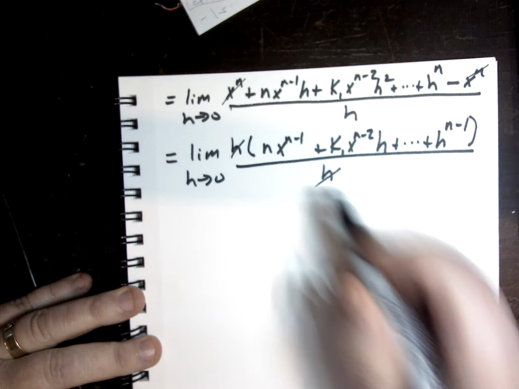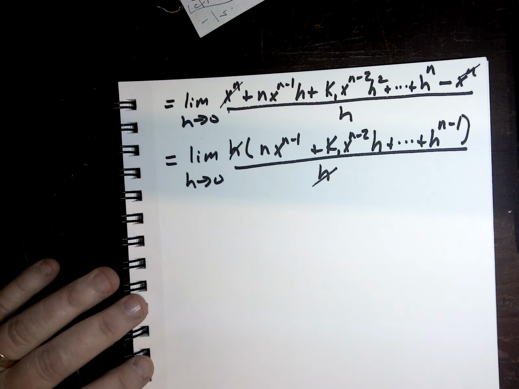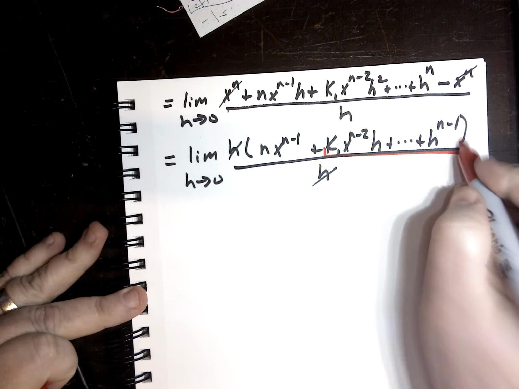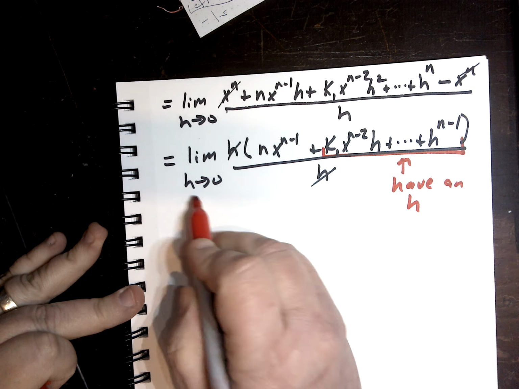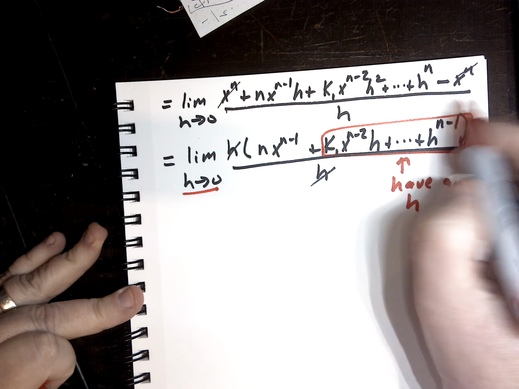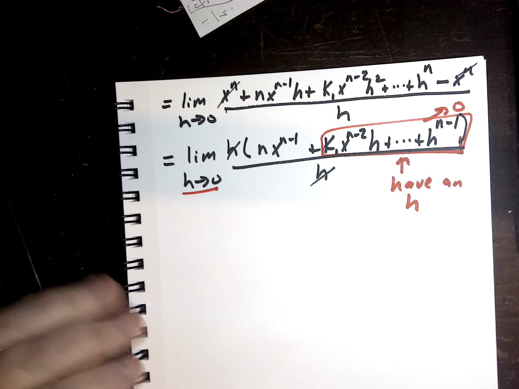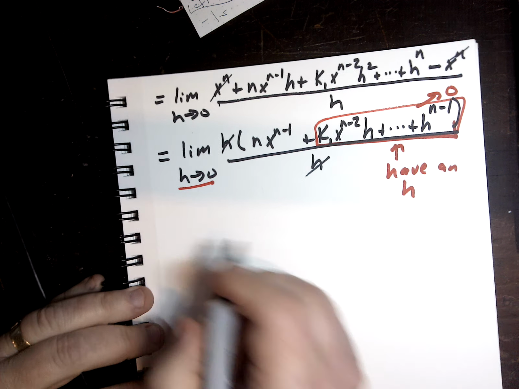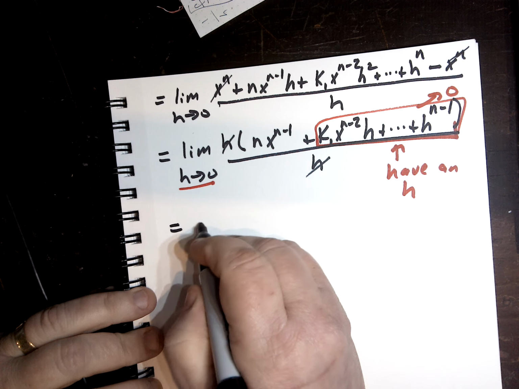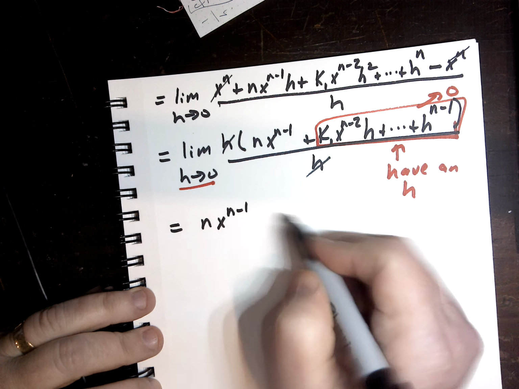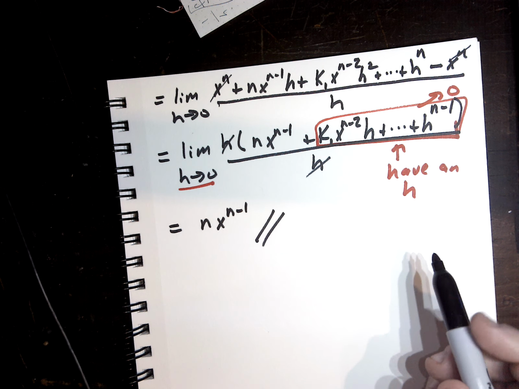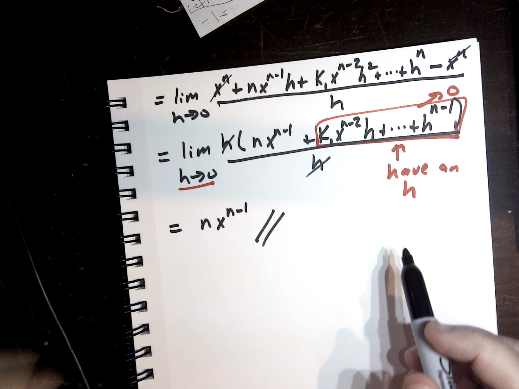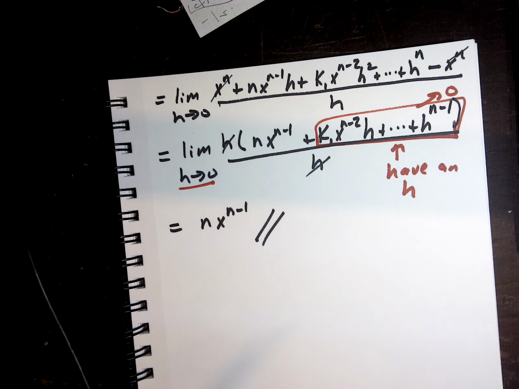So those h's cancel. The reason I was harping on all these h's is all of these terms have an h. So as h goes to 0, all of these terms will go to 0. So the only thing that survives is n times x to the n minus 1. That's what we're trying to prove. So the derivative of x to the n is n times x to the n minus 1. And this is true for all real numbers, and we just proved it for the natural numbers.